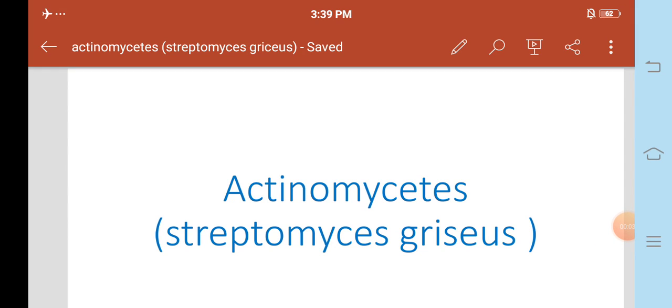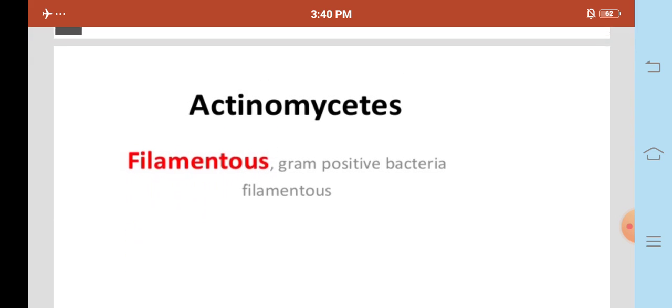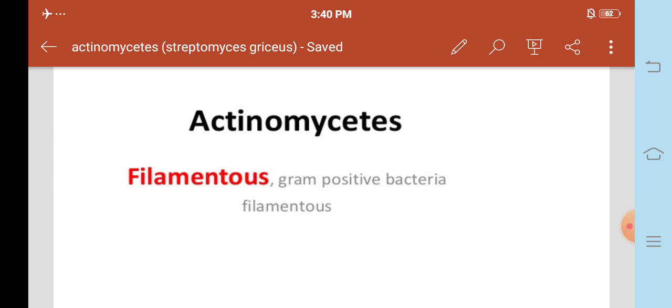Today we are going to discuss Actinomycetes, species Streptomyces griseus. Actinomycetes are filamentous gram-positive bacteria.